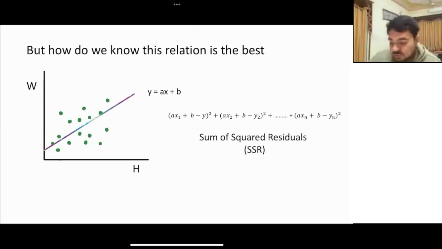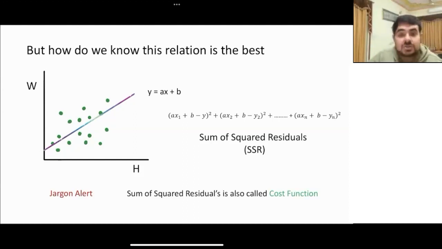So yeah, this is known as sum of squared residuals, as I talked about. Again, jargon alert here: sum of squared residuals is also called the cost function. There is a very famous professor, Andrew Ng, and most of you might listen to his lectures in the future. He used the function term called cost function. This is another way of calling sum of squared residuals.